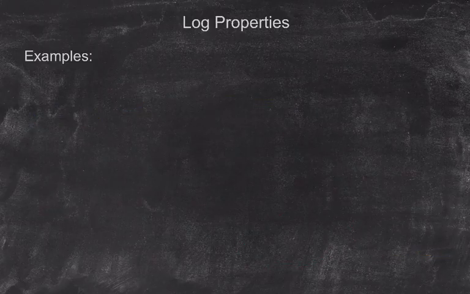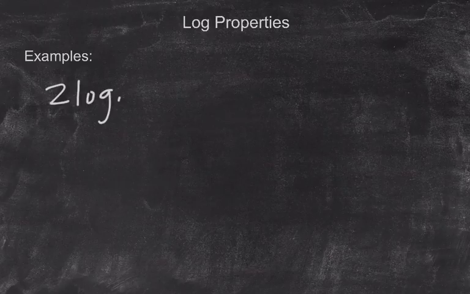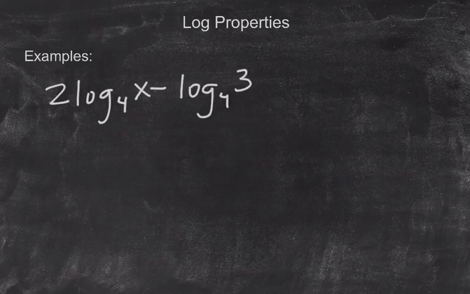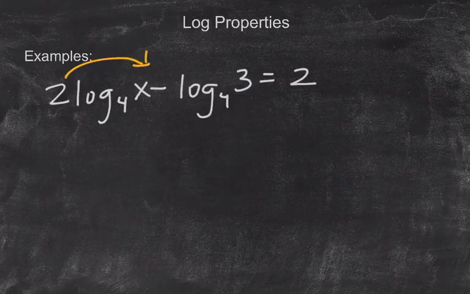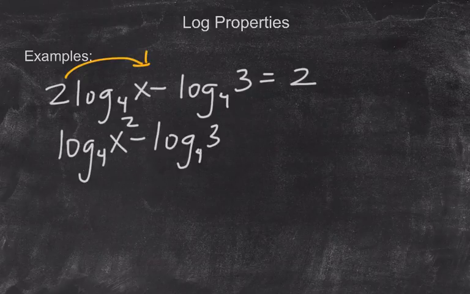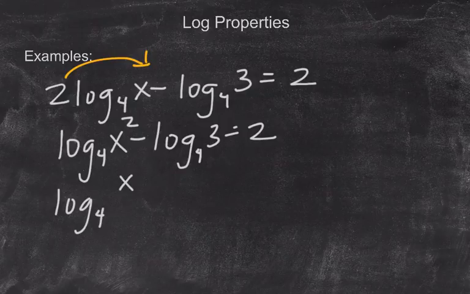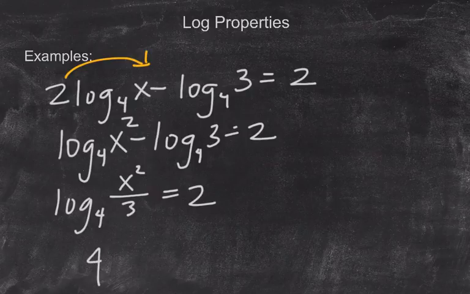My last example is one that uses the power property and the quotient property. So 2 log base 4 of x minus log base 4 of 3 equals 2. I'm going to use the power property to put that coefficient of 2 in the exponent. Log base 4 of x squared minus log base 4 of 3 equals 2. Then I can use the quotient property to get log base 4 of x squared divided by 3 equals 2. Now I can rewrite in exponent form.